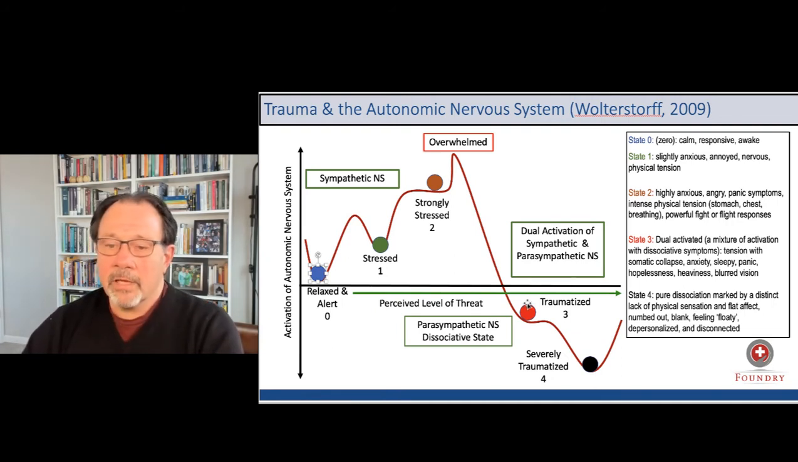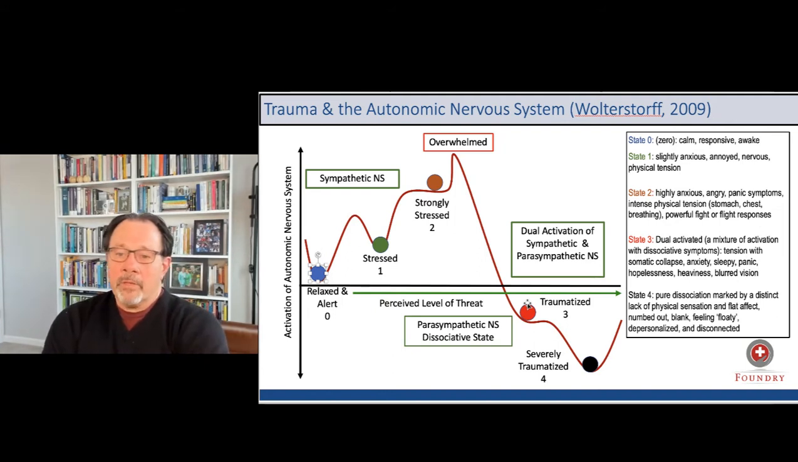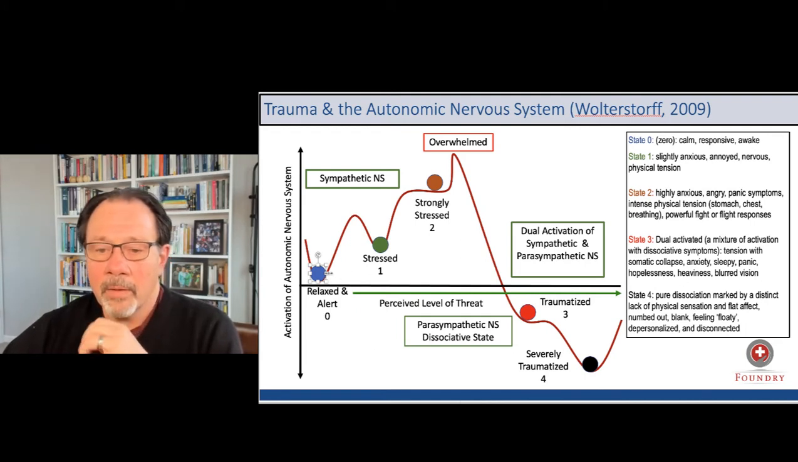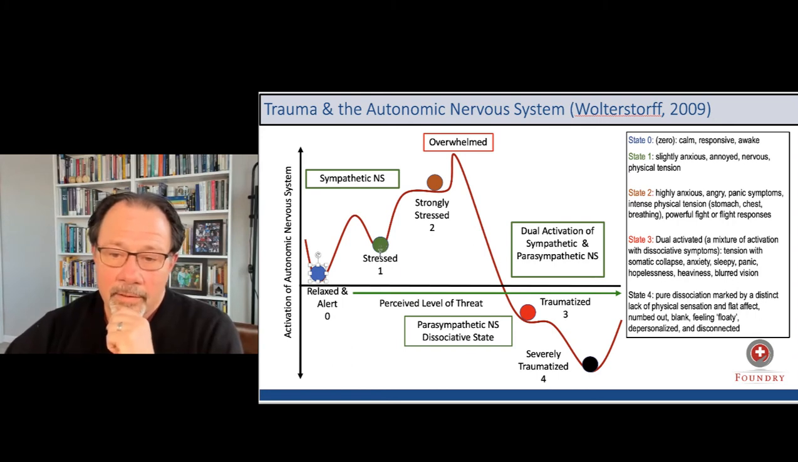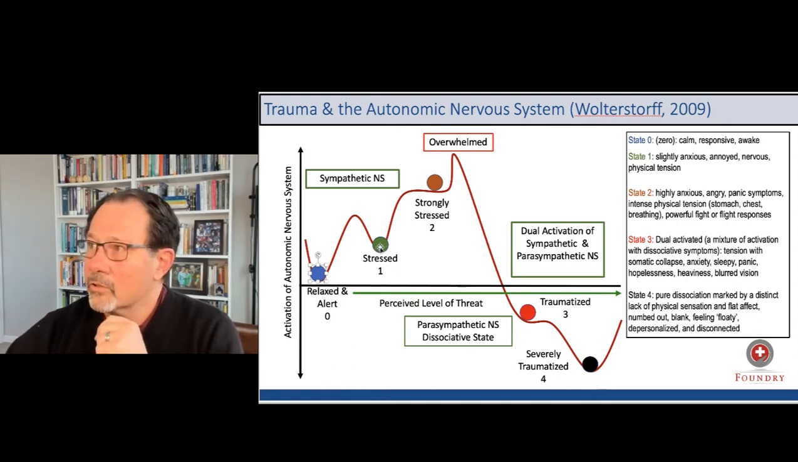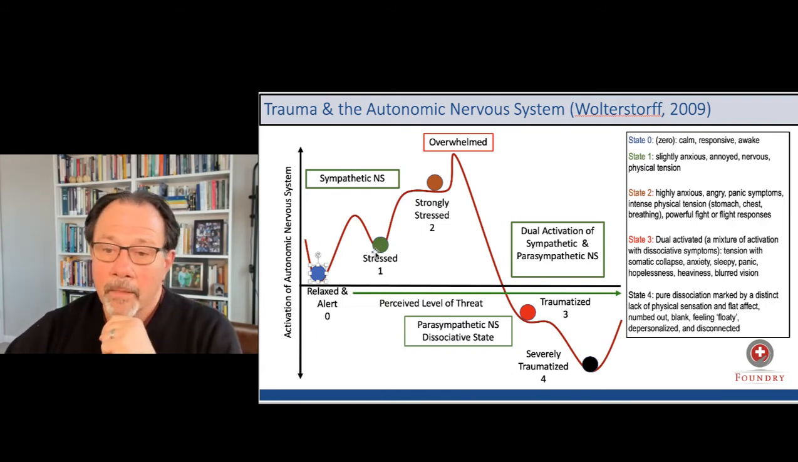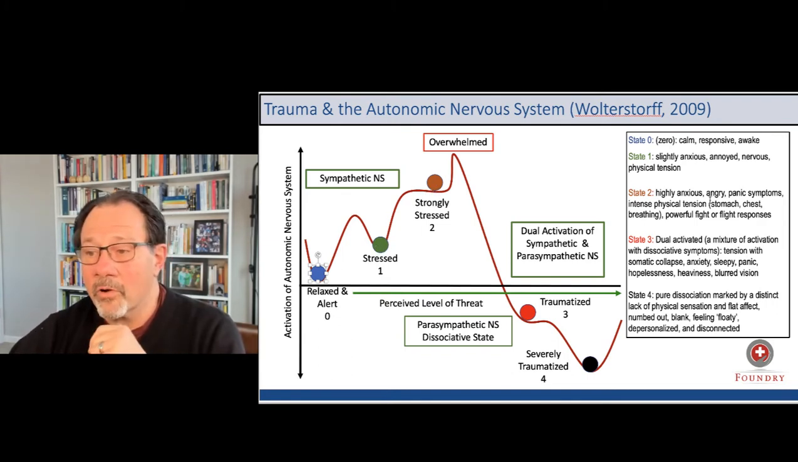One of the exercises that I will give you at some point, if you're in our family program, is to identify the circumstances in your life, maybe in your relationship with your loved one. For our clients, what are the circumstances associated with their addiction or their relationship with their family or with work or whatever that creates the sensations of being in state 1, stressed, or state 2, strongly stressed.